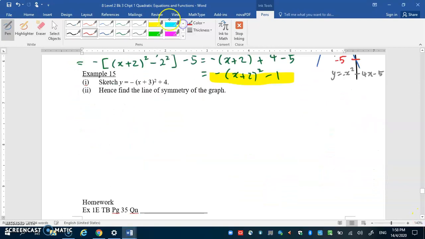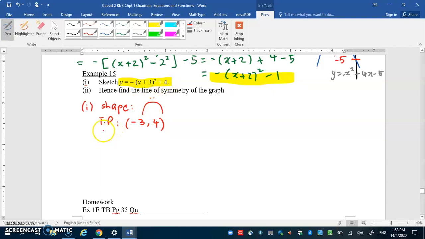Alright. Okay, moving on to example 15. Sketch y equals negative (x plus 3) whole squared plus 4. So immediately the shape will be a sad face because of the negative x squared. My a is negative, so it will be a sad face. And now I'm going to find out the turning point first because it's already in the completed square form. So my turning point is immediately negative 3, 4. I need to make the bracket 0, so x is negative 3 and y will be 4.